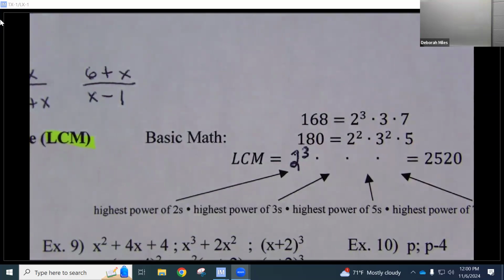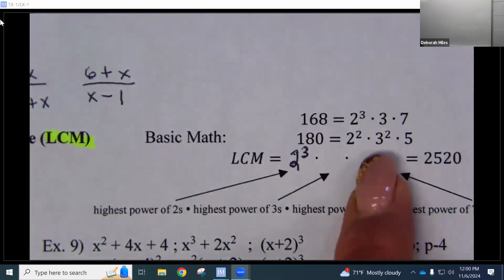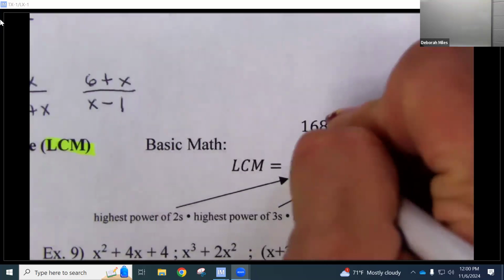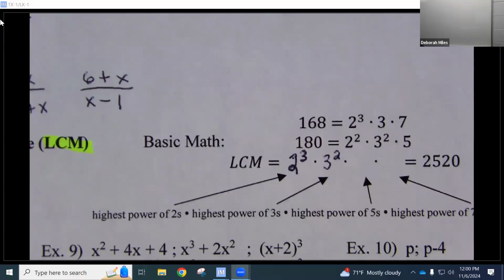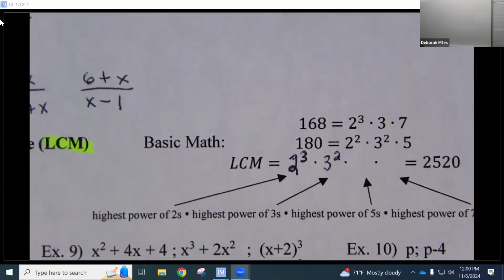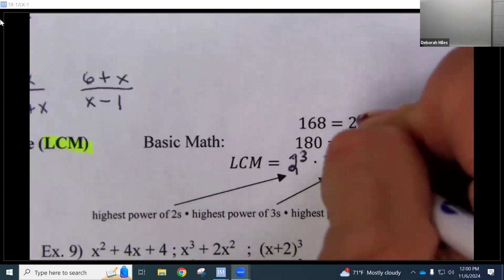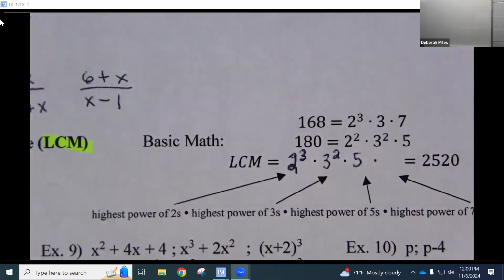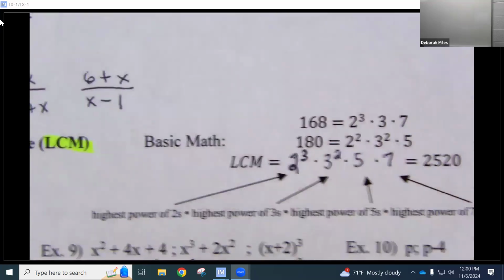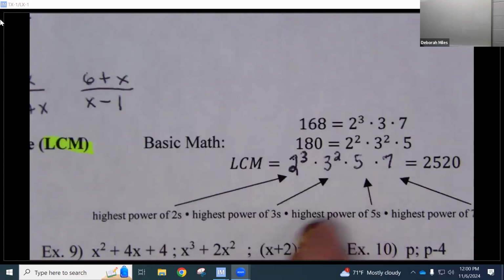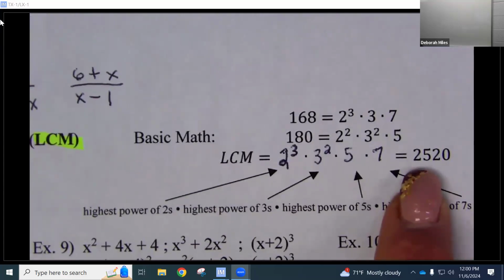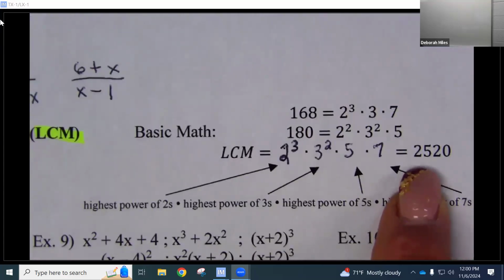And what's the highest power of my 3's? Squared. So 3 squared. And what's the highest power of my 5's? Just 5 to the first. And the highest power of my 7's? 7 to the first. So I went ahead and multiplied all of those together for you. It came up to be 2,520.